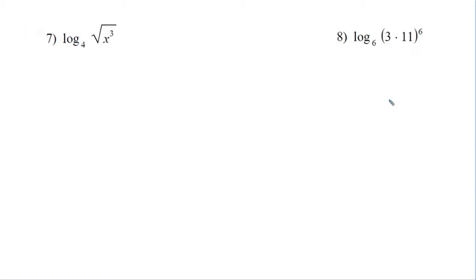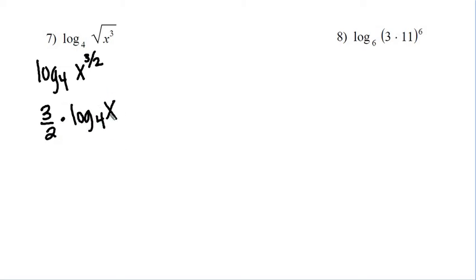Number 7, again, we have that radical, so we need to tend to it first. We have no rules for radicals, so we're going to write that as an exponent. So I have a power of 3 divided by a root of 2. So I have no multiplication, no division, but I do have a power. So I have 3 over 2 times log base 4 of x. So I have a variable, so nothing I can really do to simplify there.